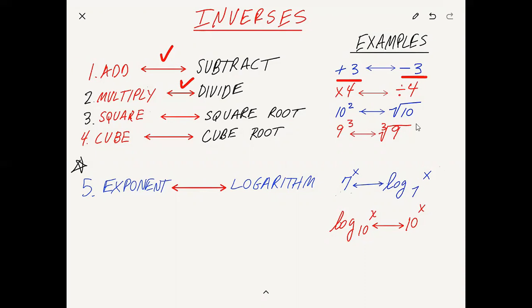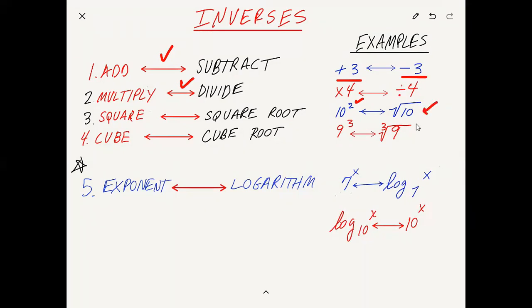Now, the next couple are the ones that sometimes give students trouble. And here's what I'd like to say for that. The inverse of squaring something is taking the square root. So in this case, I have 10 squared. The inverse of squaring 10 is to take the square root of 10. Okay.